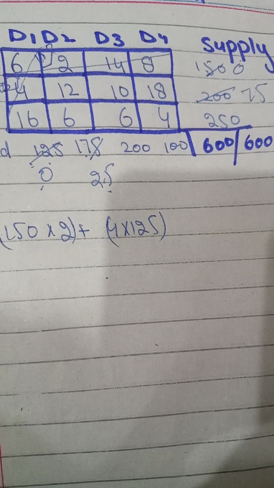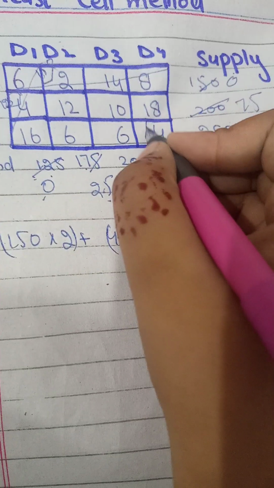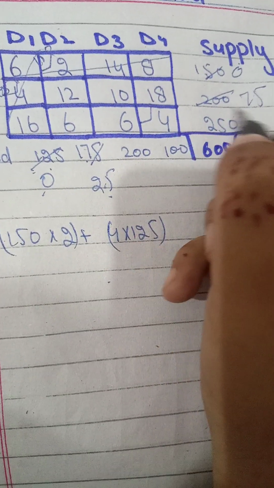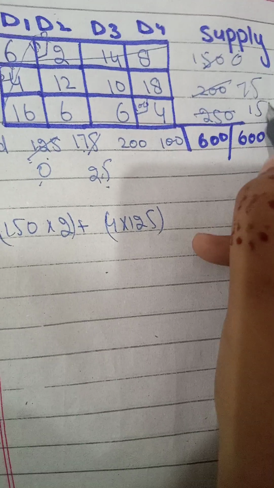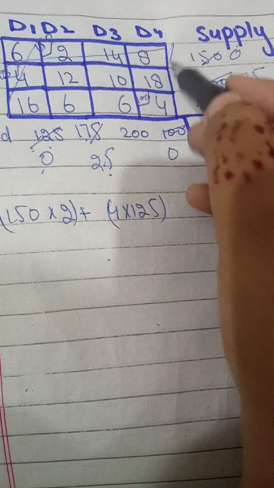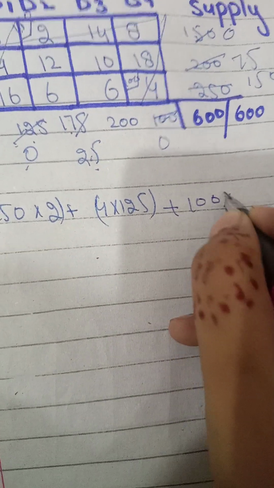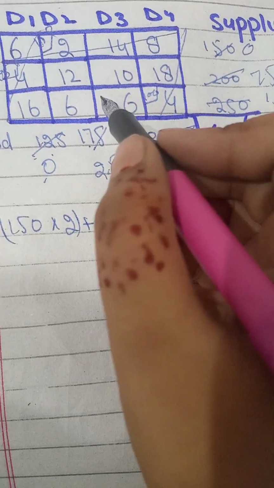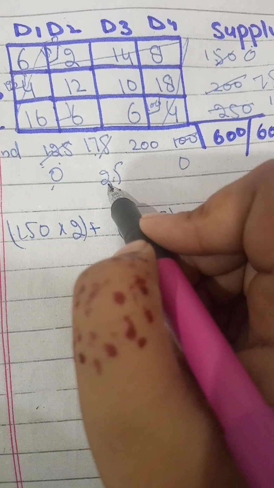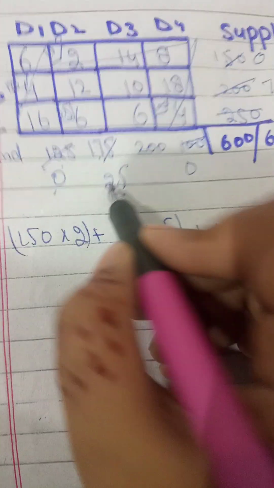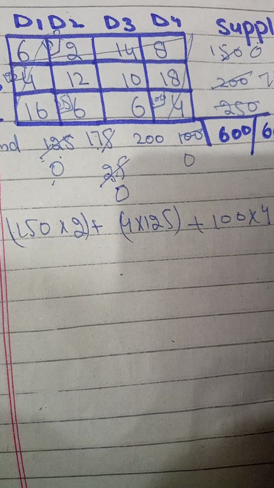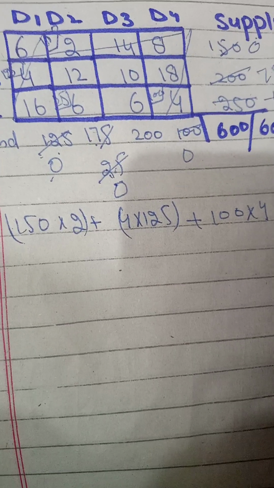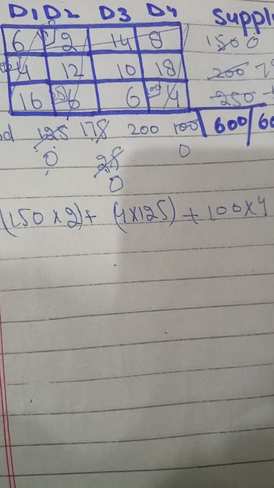Then we will choose another number which is least in the whole table. We will choose 4 here. With respect to 4, 100 is less. Here 150 will remain and it will become 0. Next we will choose another number which is least. Now we will choose 25 here because 25 is least and 150 is more. 25 will become 0 and it will become 125. The whole column will become 0.